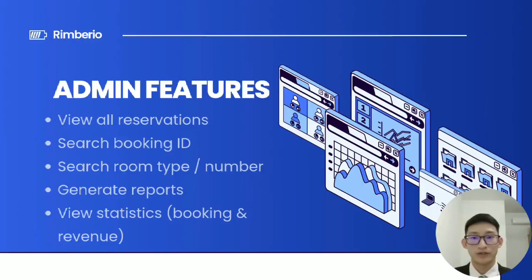The administrator module is responsible for managing reservation information and monitoring hotel operations. Administrators can view all reservation records stored in the system. They can search reservations using booking IDs and room information. The system also provides reporting functions that summarize booking activities. In addition, administrators can view statistical information such as booking counts and hotel revenue. These features help administrators monitor system activity and evaluate hotel performance.